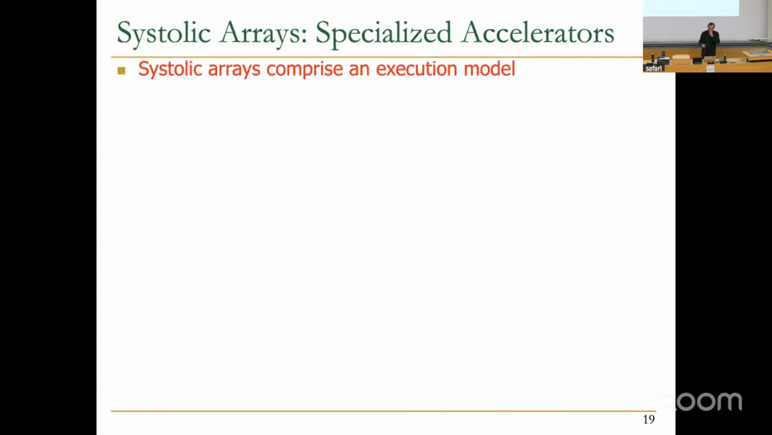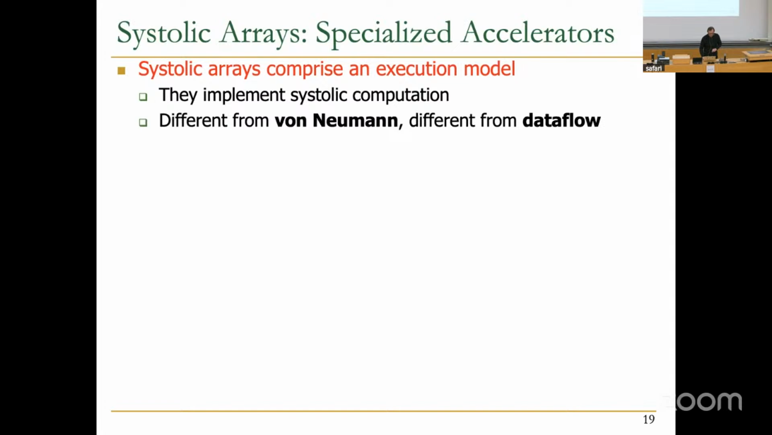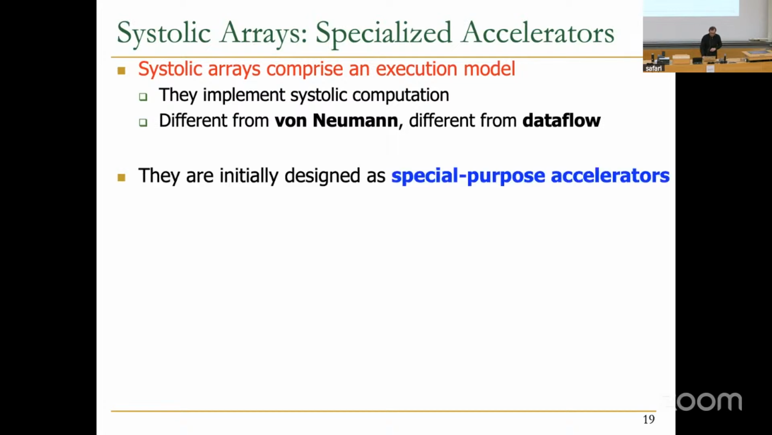Systolic arrays are an execution model. They implement what is called systolic computation, as we will see. And it's a very general computation, but your program needs to be written that way. This is different from the von Neumann model, different from the data flow model. So we're going to forget about any of that. We're going to have a different model right now. But it's going to be more specialized than what can be enabled with von Neumann and data flow. So they were initially designed as special purpose accelerators, and they actually remain as special purpose accelerators.